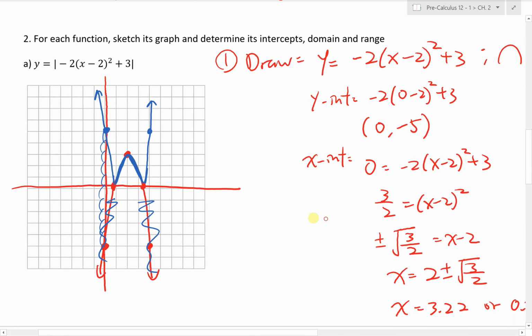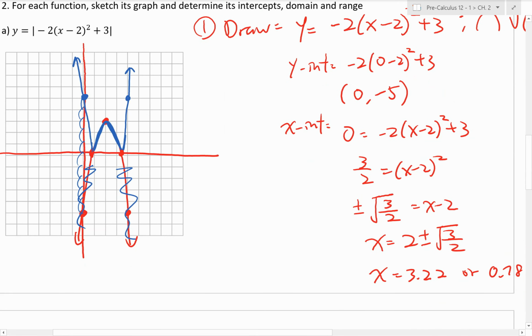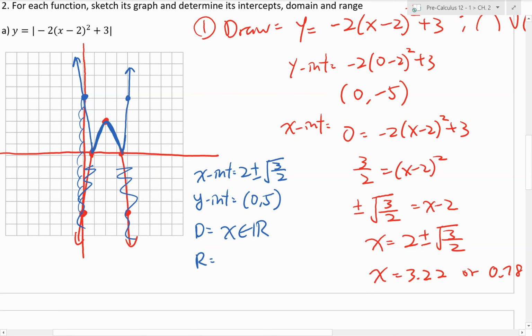Now again, we are looking for the intercepts. The x-intercepts would be the same. They will not change. So I'm just going to write as an exact value. So 2 plus minus square root of 3 over root 2, or square root of 3 over 2. The y-intercept is no longer negative 5 because we flip over. So the y-intercept is now 0, 5. Domain, again, the graph keeps going left, keeps going right. It's all real numbers. The range, you can see it's bigger than or equal to 0.